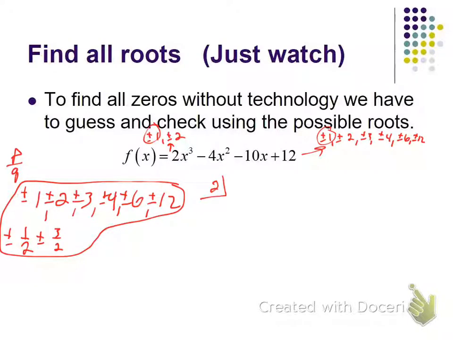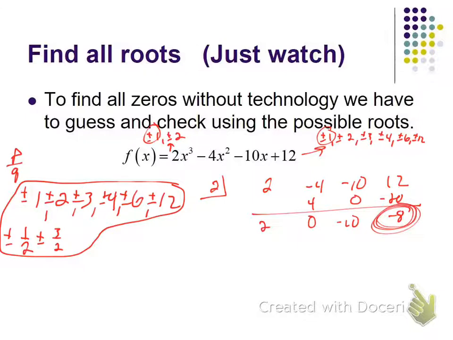So 2 is going to go in the box for synthetic division. Our coefficients come over: 2, 2, -4, -10, and 12. So 2 falls. We multiply up and get 4. Then this is 0. Multiply up, we get 0. This is -10. Multiply up, we get -20. And you add this and you get -8.